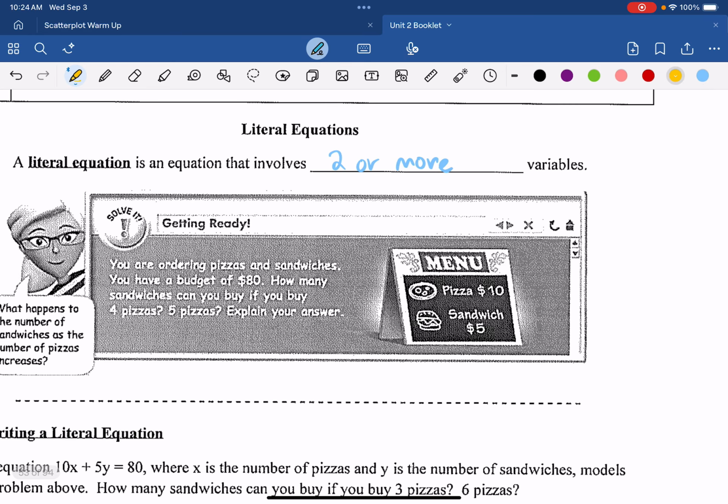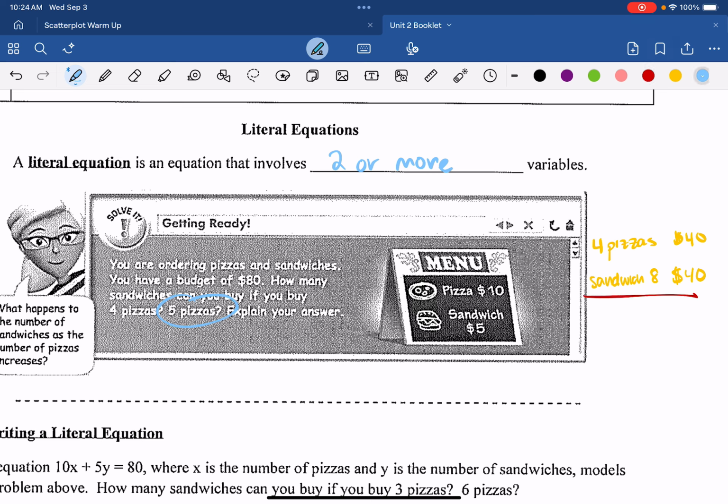Okay, so what if I buy 4 pizzas? That's our first one. If I buy 4 pizzas, well, I'm paying $10 per pizza, so that's $40. Which means I have $40 left to spend. So if I want to buy a sandwich and it costs $5 each, I could buy up to 8 sandwiches to spend my $40.